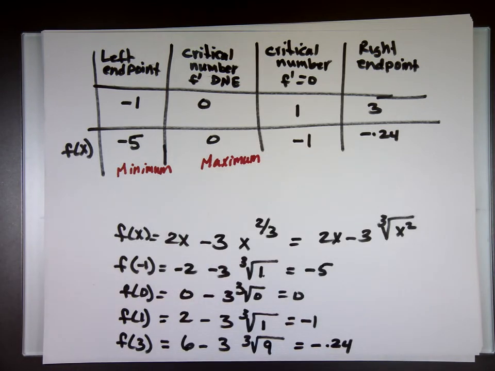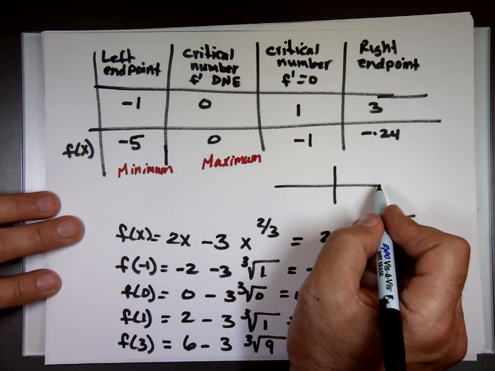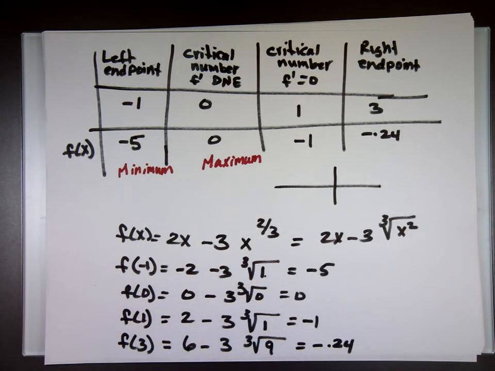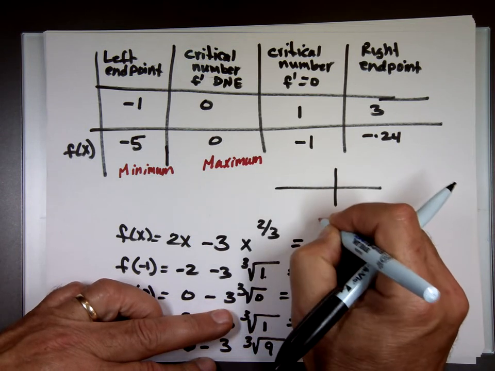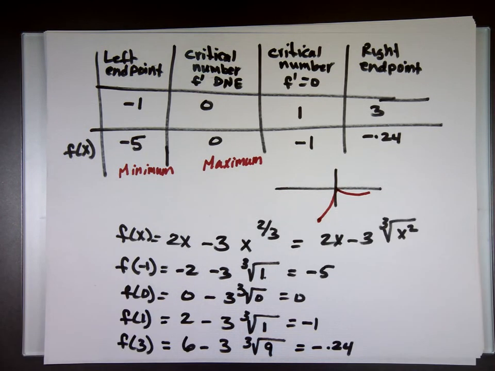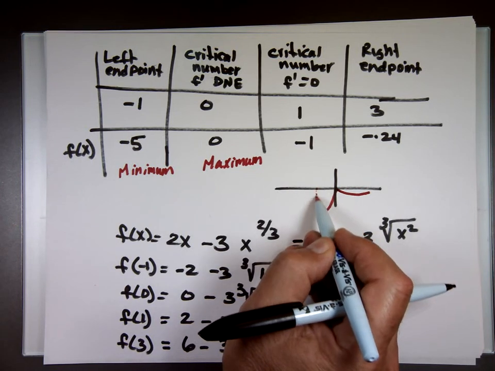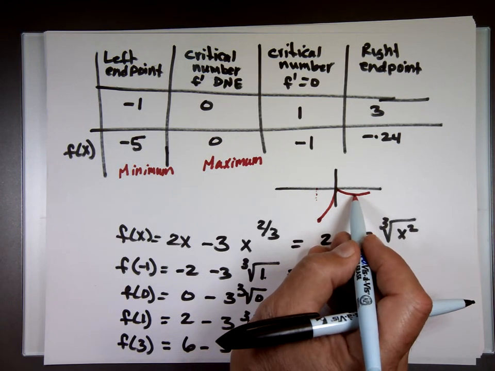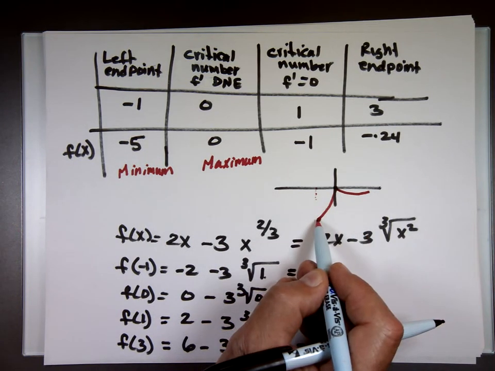And if you happen to graph that function, this is what the graph looks like. It looks like this. Then it's a V shape, and it goes like this. It doesn't touch it after that. That's your maximum value. There is no derivative, it does not exist. There's a V shape here. So this is the -1, -5. This is the 1, -1. This is the 3 and -0.24. So that's your maximum value at 0, 0. And that's your minimum value at -1, -5.